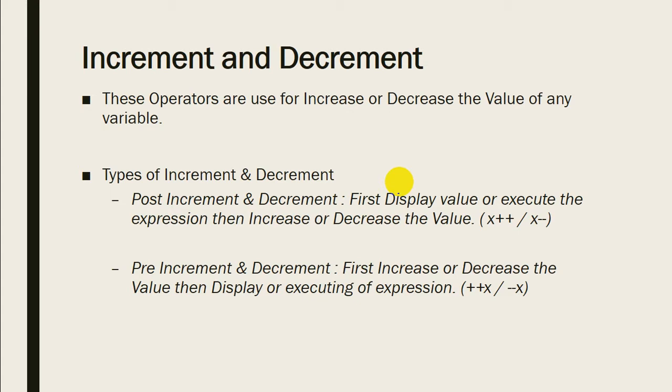In pre-increment and decrement, it first increases or decreases the value and then displays the value or executes the expression. And how can we do that? We can do that by the double plus symbol followed by the name of the variable for pre-increment, and the double minus symbol followed by the variable name for pre-decrement. So let's see how we can do that in our programming. Let's come to Visual Studio.